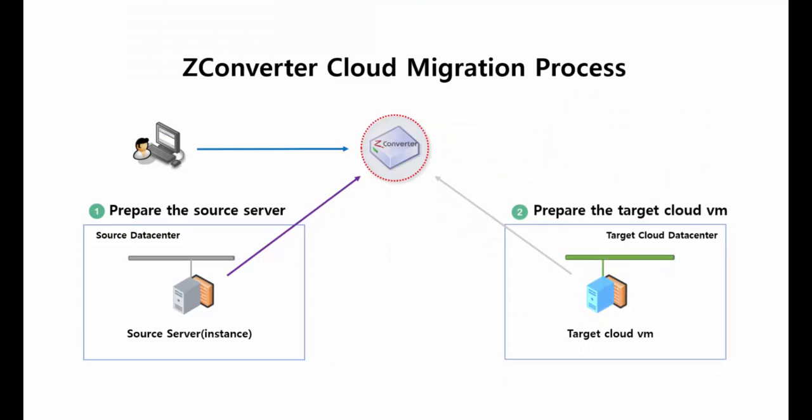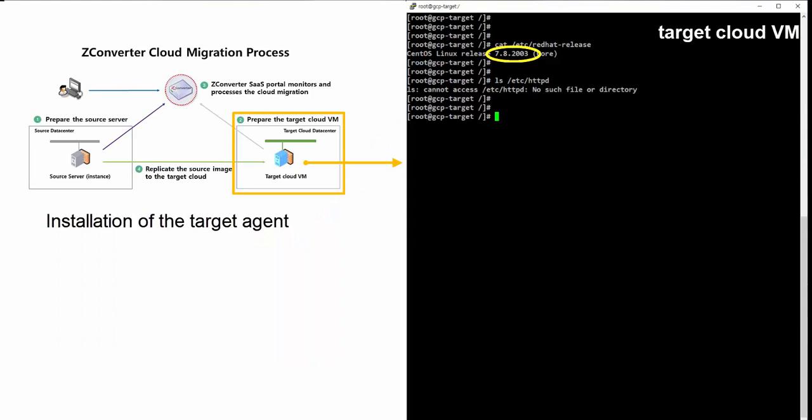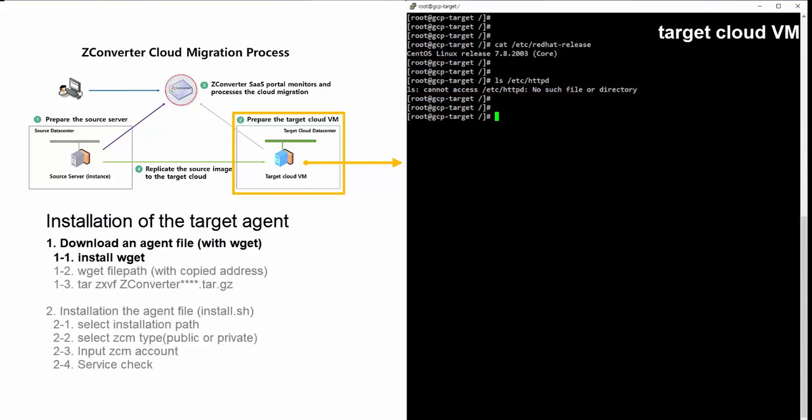Next, we must prepare the target GCP VM. The major version of the target GCP VM is 7. It must be the same as the source servers or the migration will not be possible. The minor version of Linux between the GCP and VMware machines does not matter. The Apache web server is not installed on the GCP Cloud virtual machine. Now let's begin the installation of the target agent file.